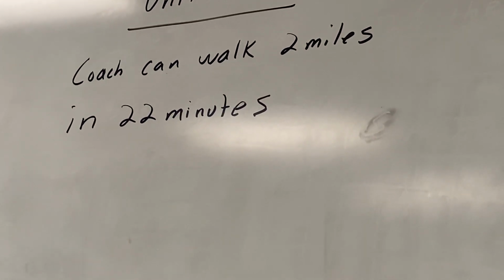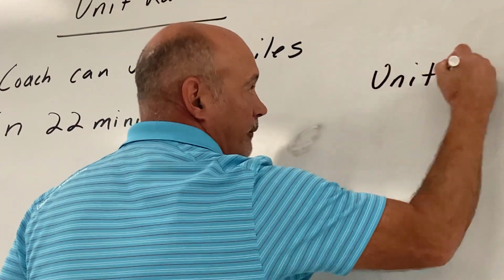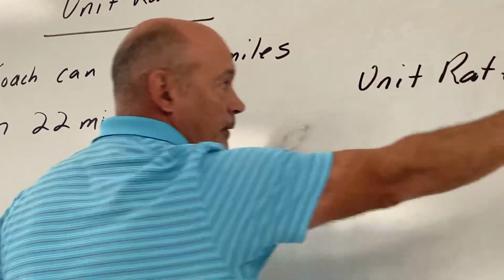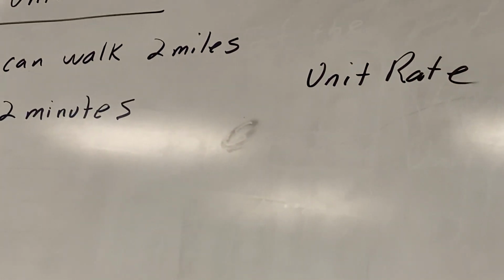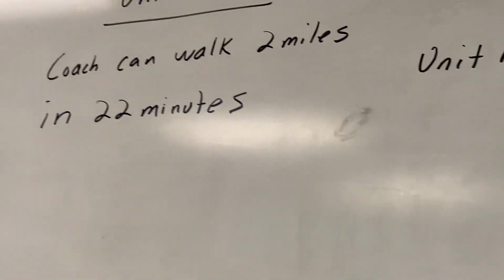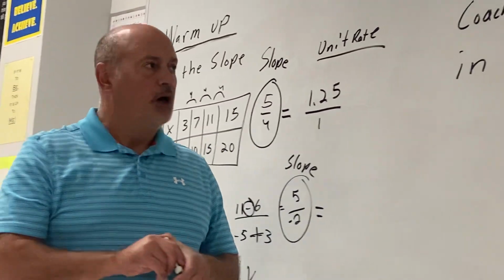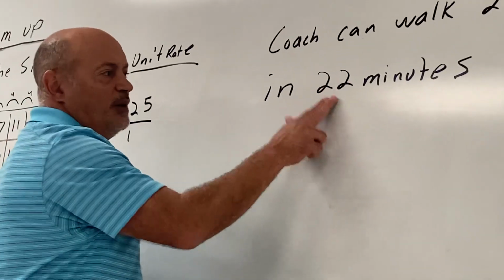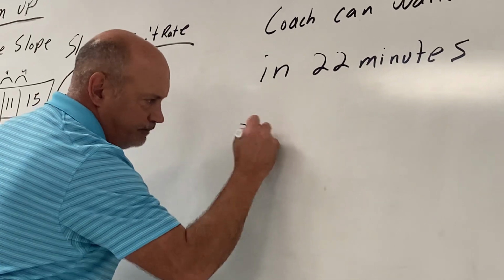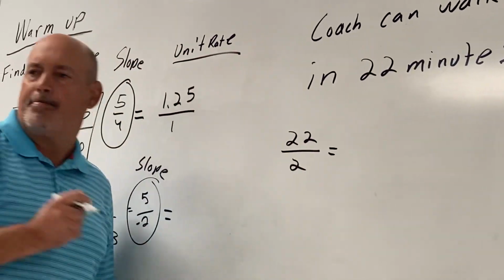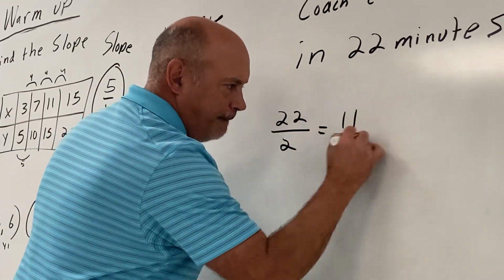They may ask us to find the unit rate. Somebody tell me how we might be able to figure out the unit rate. We got a couple of options here. Divide 22 by 2. This is the y, this is the x. If we divide 22 by 2, what do we get? 11 over 1.